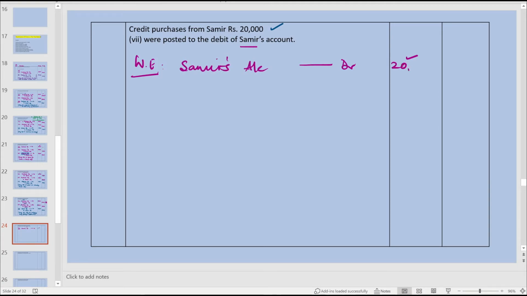That is 20,000. So what I'm going to do is, my correct entry should have been crediting, or I can say, so debit is fine. One minute, yeah, debit is fine. So it should have been to Samir account, so 20,000. So how am I going to rectify it? You can see now there is dual effect. My Samir account, you can see here, I will show it here.